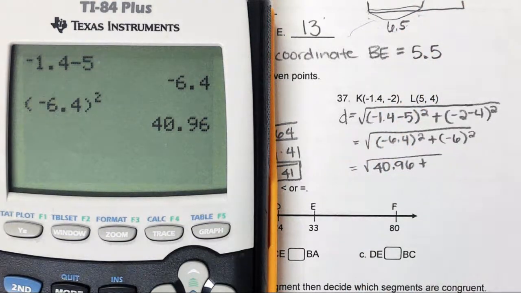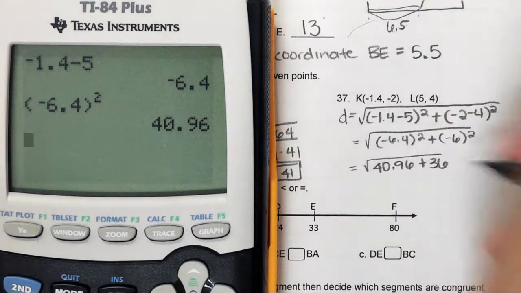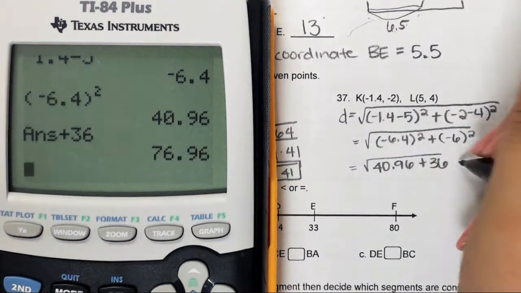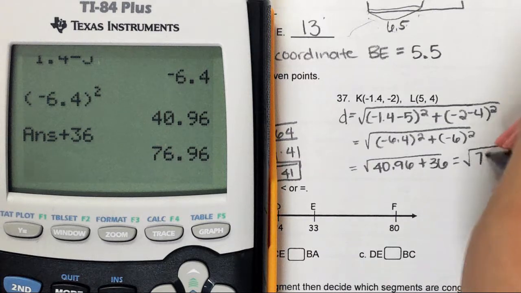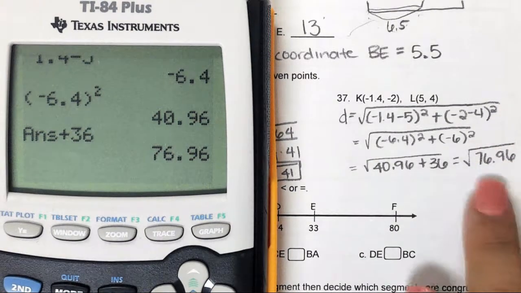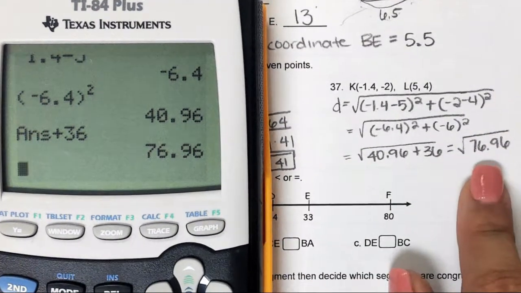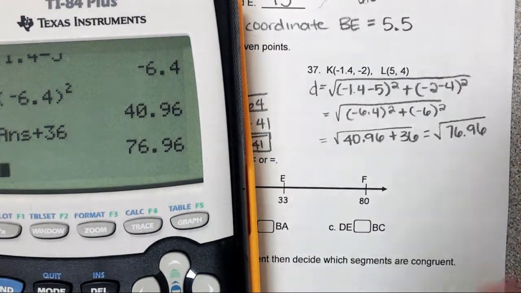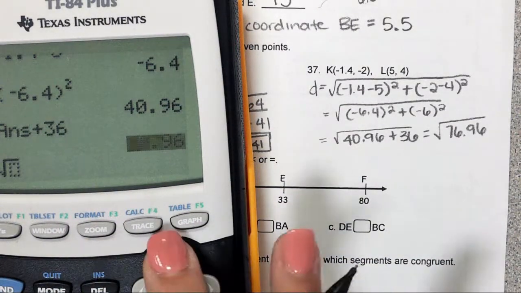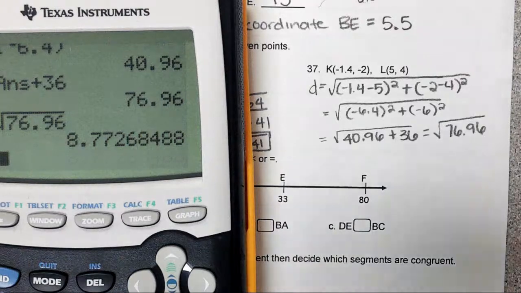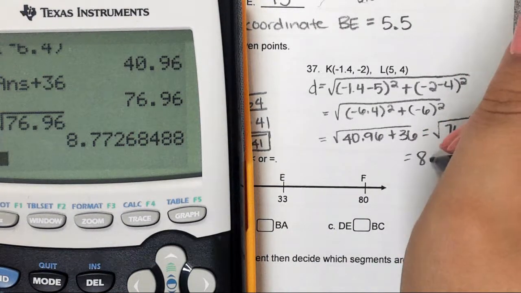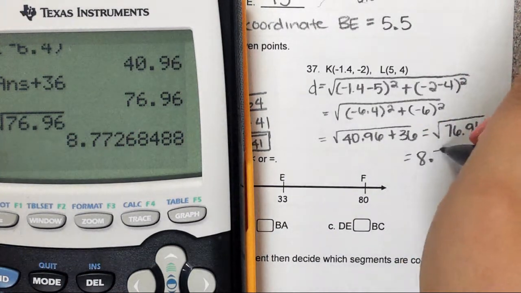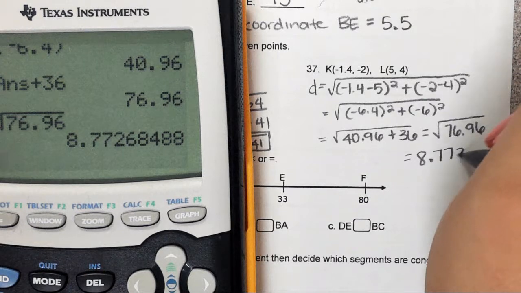40.96. And what's negative 6 squared? 36. So when I add those together, I get the square root of 76.96. If it's a decimal, you can't simplify that, so I'm just going to do that in the calculator. And this is my final answer. Does it say to round? We're going to round to the thousandths.